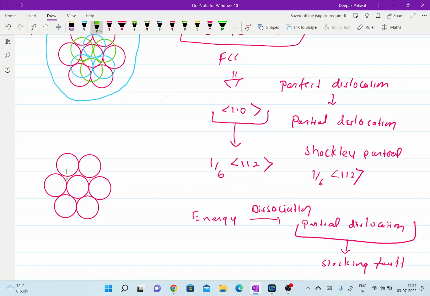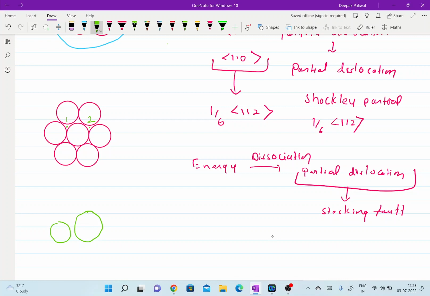this is not energetically favorable because it has to, let me draw another diagram here. Suppose this is my atom, this is my atom, this is my atom. So this atom wants to move from this position to this position. So this is my Burgers vector movement of a perfect dislocation, but it has to overcome this barrier and then it will come to the second position.